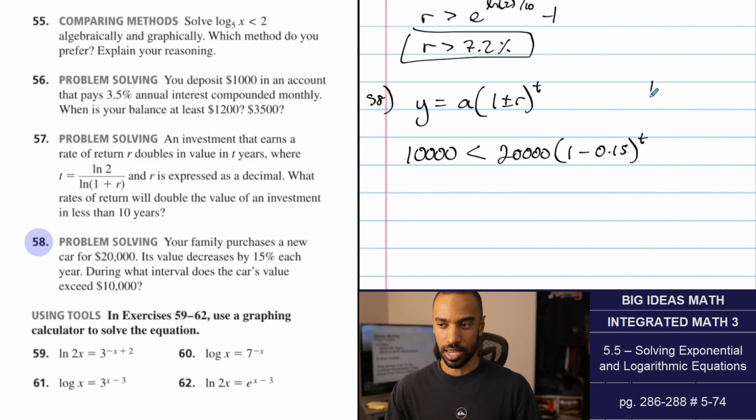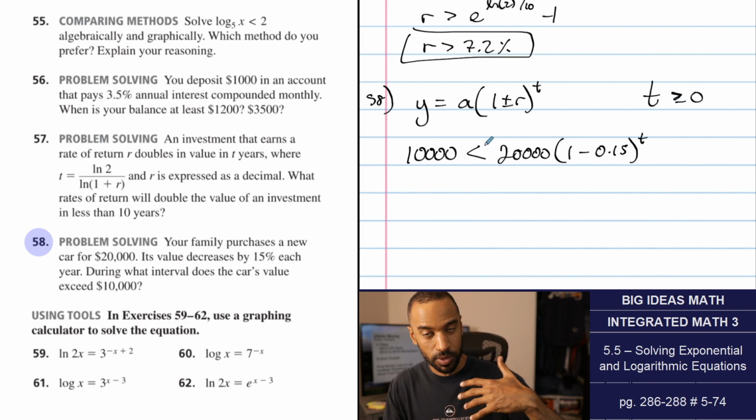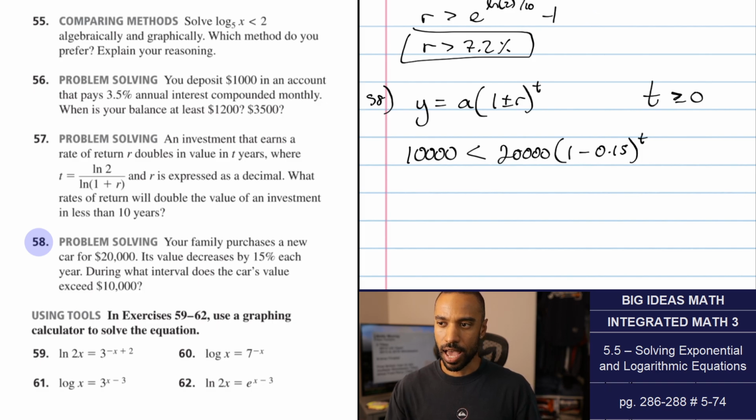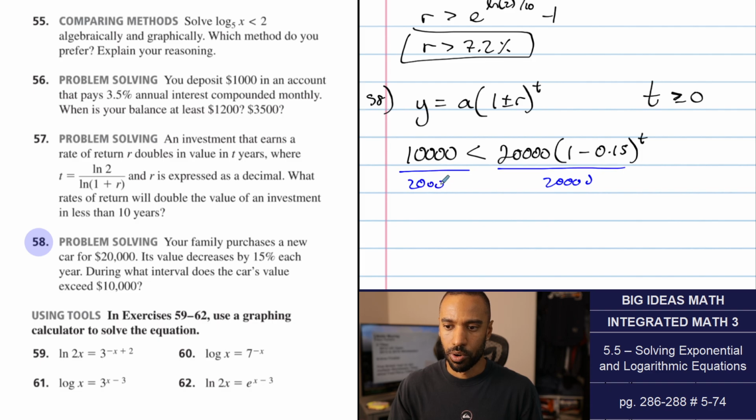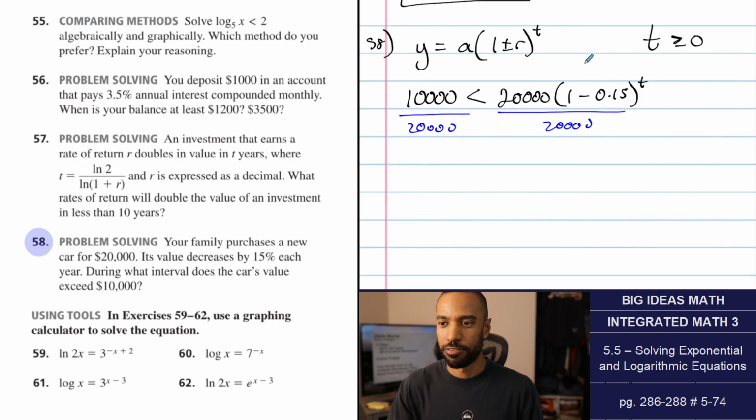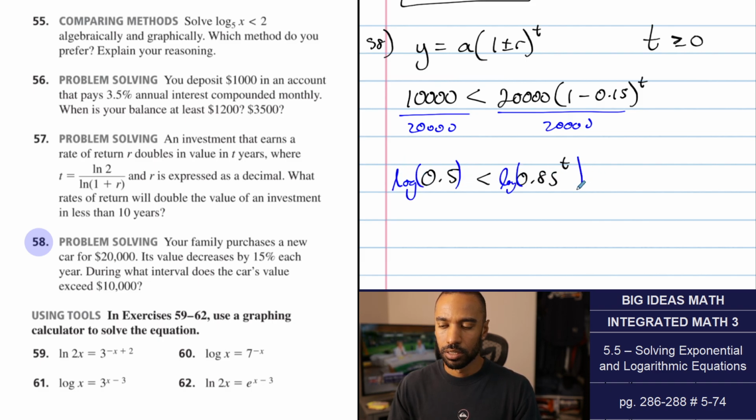Now, the minimum for t is, of course, 0. It goes from 0 years onward. So we're going to have to figure out what t we stay underneath for that. If we divide by 20,000, this turns into 1/2 or 0.5, whichever way you'd like to put it. I'll place 0.5. Oops, I'm not doing log just yet. I will do log. But this is 0.5, which is less than 0.85 to the t power. We will now log both sides, like so.